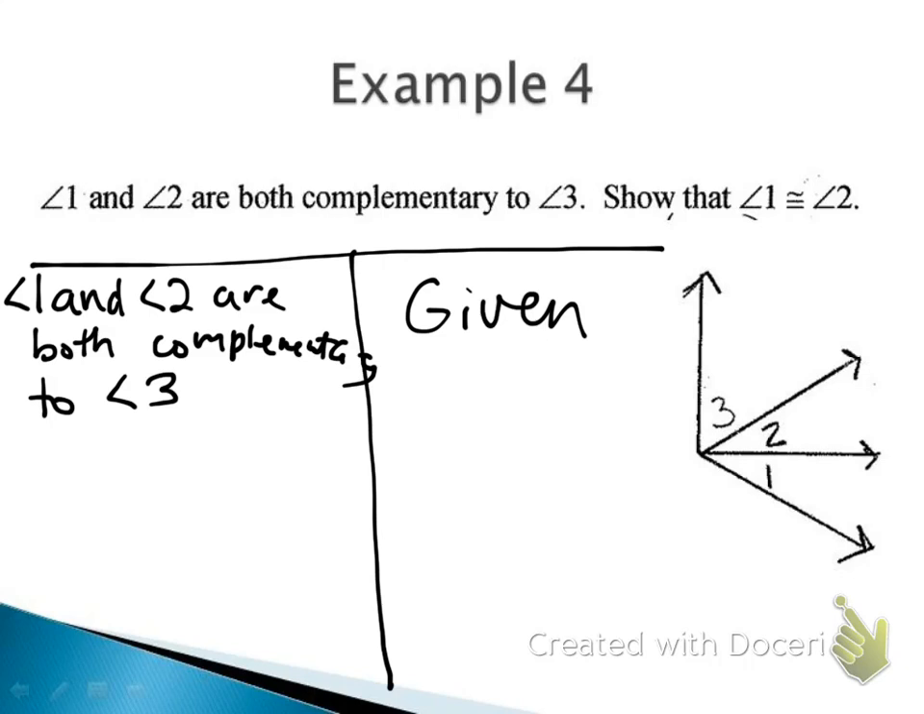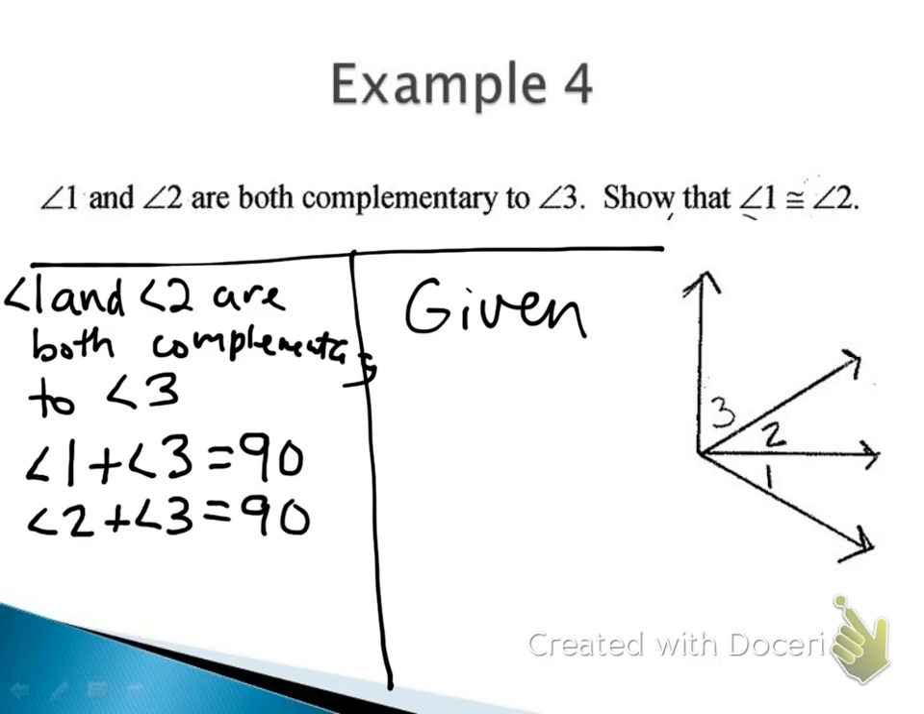Being complementary means what? Complementary angles add to what? Good, so I can say that angle 1 plus angle 3 equals 90, right? And angle 2 plus angle 3 also equals 90. Everybody see that? And that is the definition of complementary.